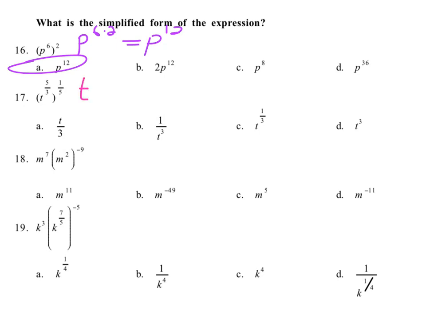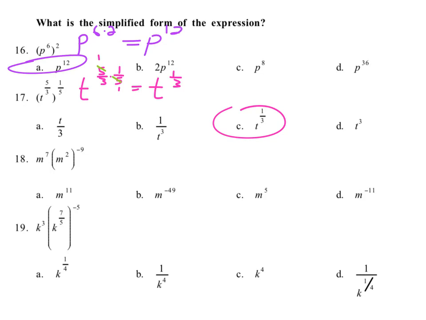Okay, t to the 5/3, then raised to the 1/5 is t to the 5/3 times 1/5. And as you might be able to see, the 5 on the top cancels the 5 on the bottom. And then what we get is, oh, I guess I should write in what we get: these 5's both become 1's. So we get 1 times 1 on the top, 1. 3 times 1 on the bottom, 3. And we get t to the 1/3 power, and that is c.